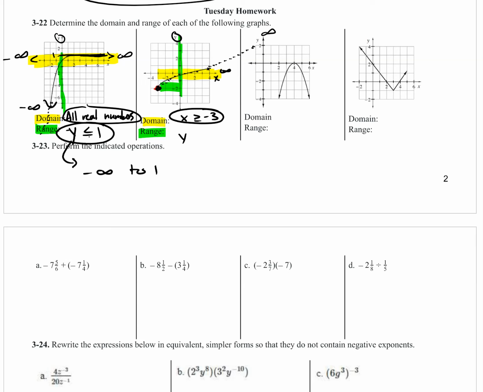So the range is any number that is greater than or equal to negative 2. It's equal to negative 2 because it passes through that point. It has an output. Negative 3 has an output of negative 2.